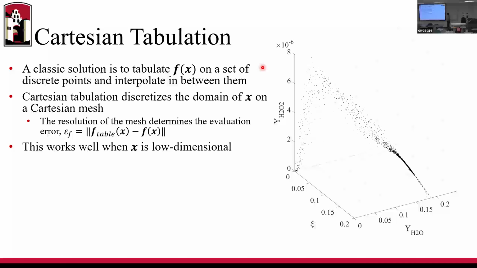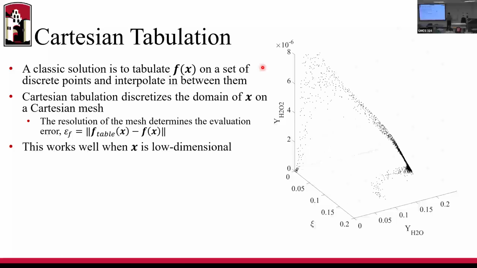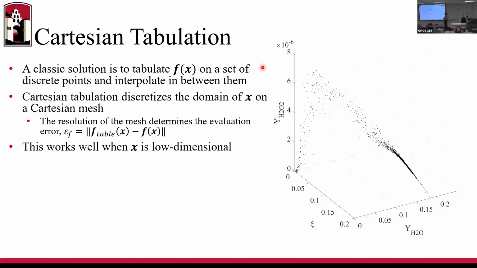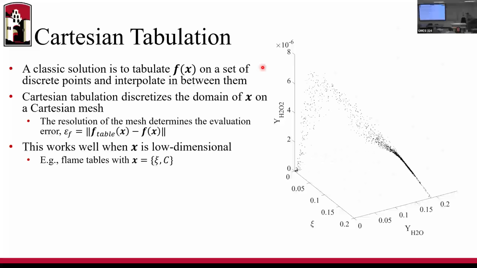And here we have an example of why in this particular flame this wouldn't work, because I'm plotting the concentration of hydrogen peroxide on a 3D plot versus the mixture fraction and versus the mass fraction of water, which can be thought of as an ersatz for the progress variable. So the fact that this isn't a well-defined function because there is a spread in these scallop points in the vertical direction means that in this particular case, the mass fraction of hydrogen peroxide is not a function of the mixture fraction and progress variable. Okay, so Cartesian tabulation works well when X is just two-dimensional, three-dimensional.